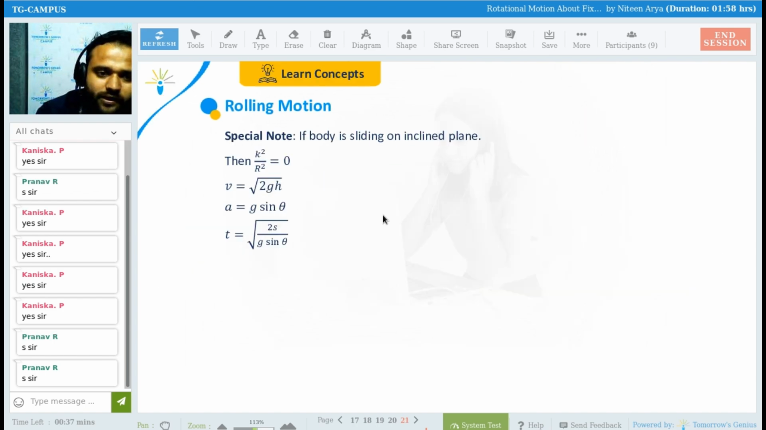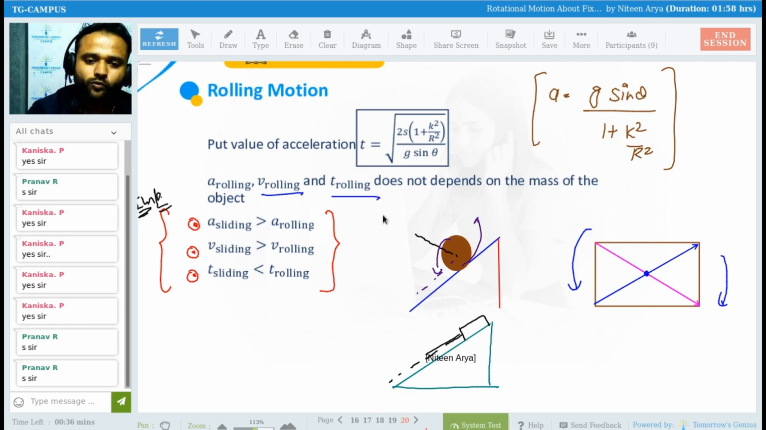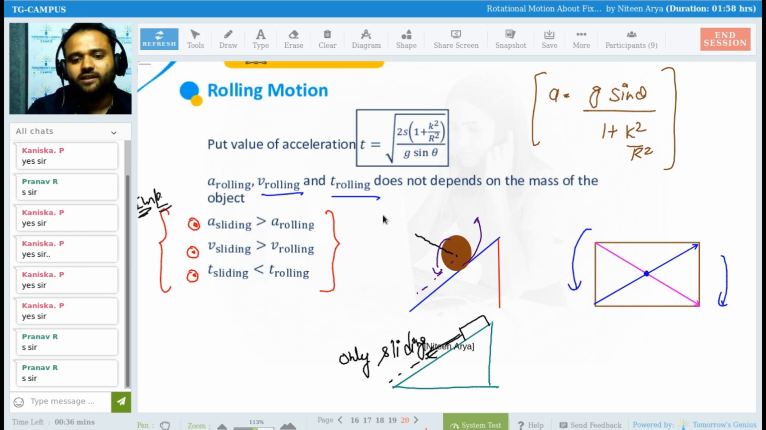Good. Now moving ahead, special note. If a body is sliding on an inclined plane, obviously it is not going to rotate. And if it is not going to rotate, k square by r square is going to be 0. Means simply, if only sliding is going to be there, there is no rotation. Only sliding means no rotation.